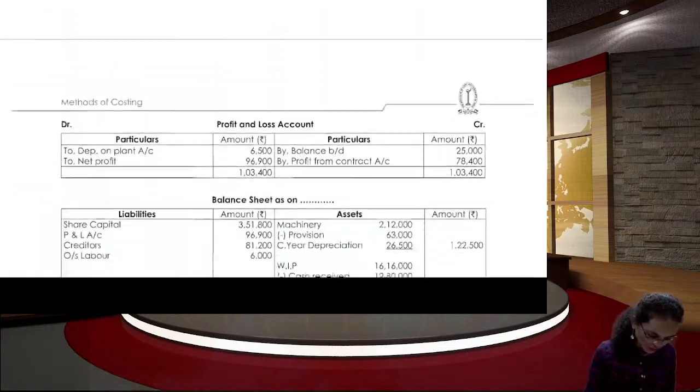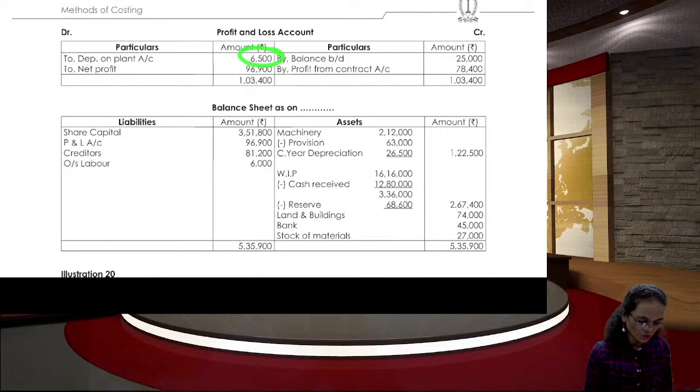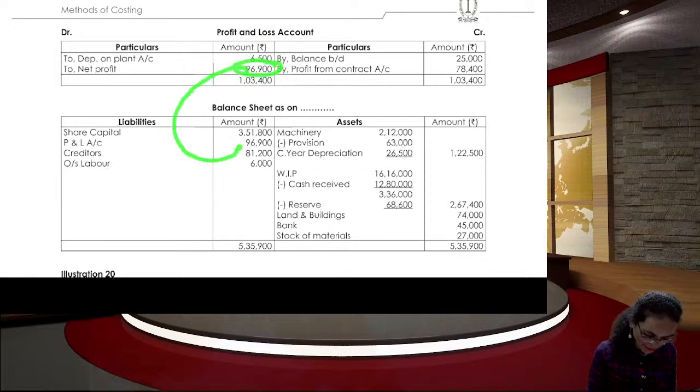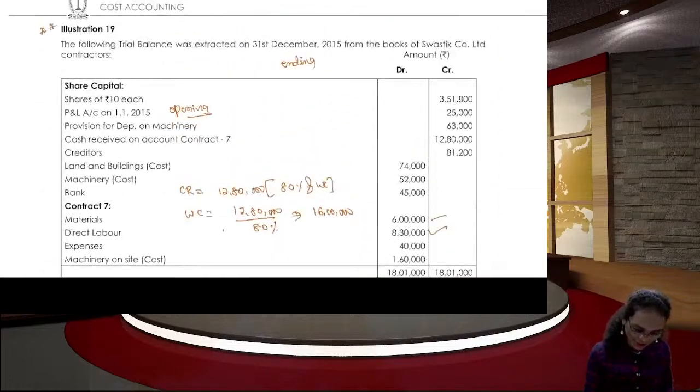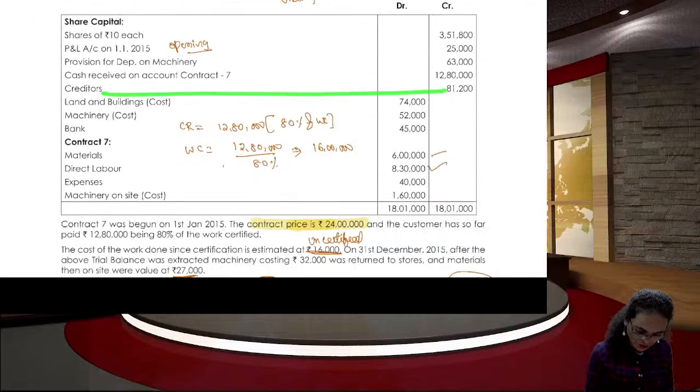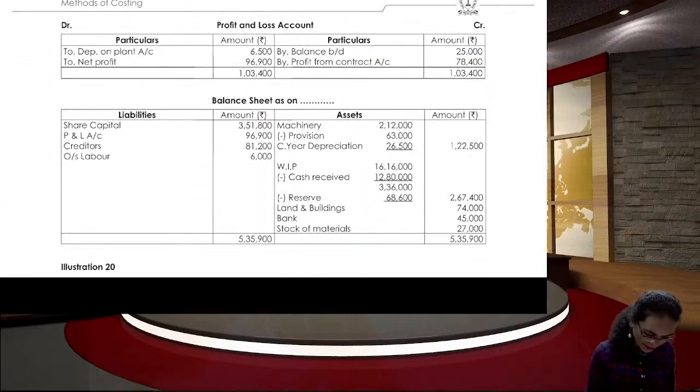Guys, you check this one, somewhere we missed it. Depreciation, then the remaining is the net profit. This net profit will be transferred to the balance sheet. And the capital 3,51,800. This is given. And the creditors information 81,200. This is the current year profit. This is the capital. And outstanding labor. We have seen the outstanding labor. You take this into consideration.